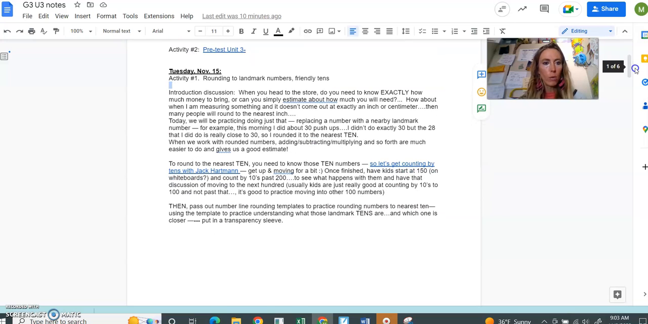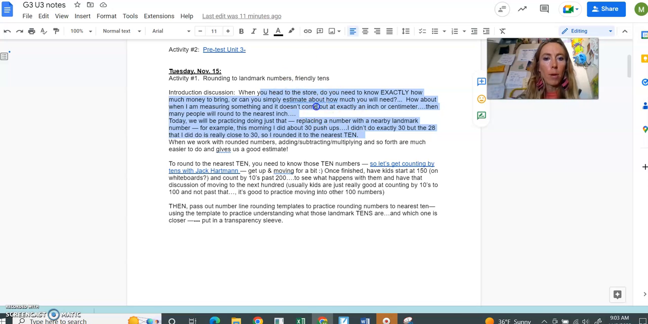Tuesday, now we get into rounding. So activity 1, you start a discussion with them. And here's how you could start it off. So let's say when we go to the store, guys, do we need to know exactly how much money I need to bring? Like if I'm going to get milk, do I need to bring that exact amount, or can I estimate and get about just close to what I need?